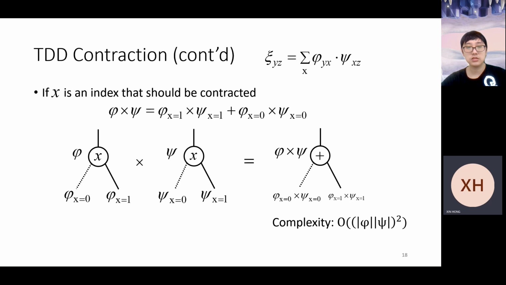In fact, on my laptop, we can simulate a random quantum circuit of up to I think 100 qubits in a few seconds. But we just calculate a single amplitude.